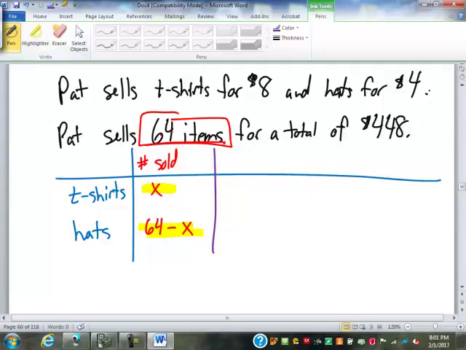If we would have done t-shirts, could we have done hats as X squared? Nope, that won't work. You can only deal with a single variable. Remember, an X and X squared are different variables.